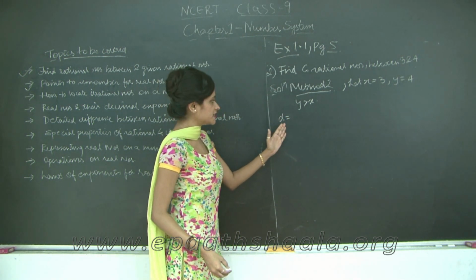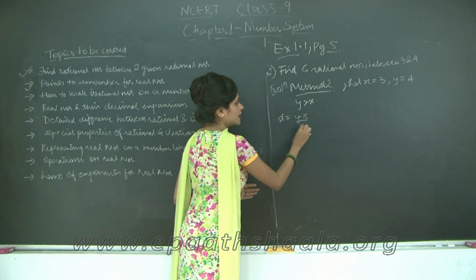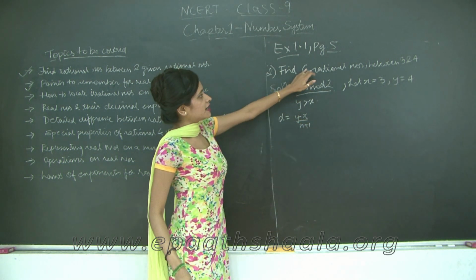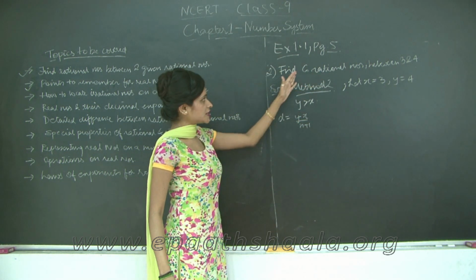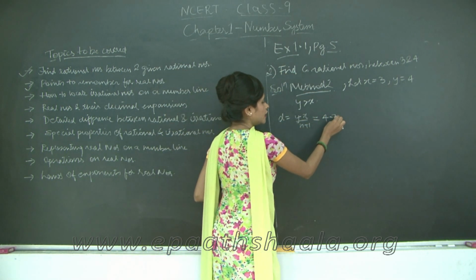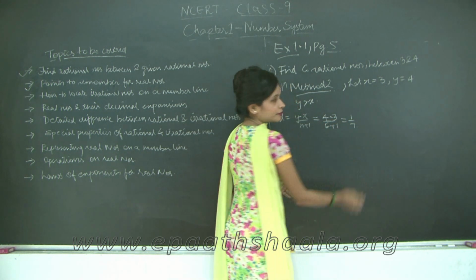We need to find a number d which is the difference, given by y minus x upon n plus 1. Now, we know what y and x are, right? So, what is n? n is the number of rational numbers that we need to find, which is 6. So, d is nothing but 4 minus 3 upon 6 plus 1, which is 1 upon 7.